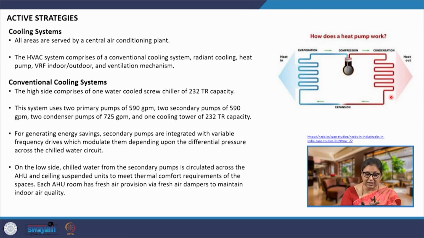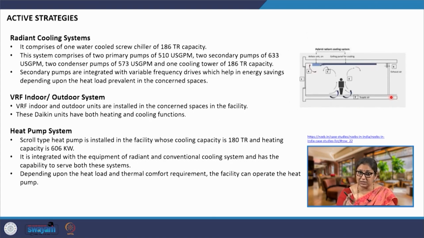All the passive design strategies of planning the building properly have been followed. Once that has been done, they are now moving on to MEP, where for the cooling systems they've gone in for central air conditioning, a conventional cooling system, plus radiant cooling and a heat pump plus a VRF, both indoor and outdoor. Together, this is a highly efficient HVAC system, the cooling system, which has been installed. So, first designing the building correctly and then adding the active strategies. All these strategies we have discussed, heat pump, VRF and radiant cooling, are highly efficient strategies for mechanical systems.